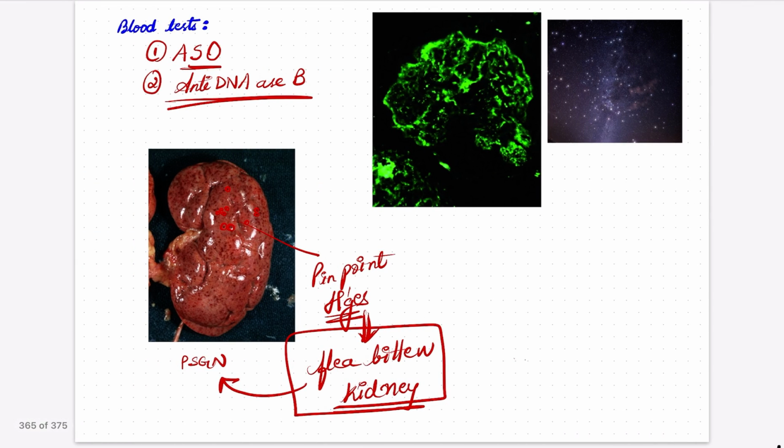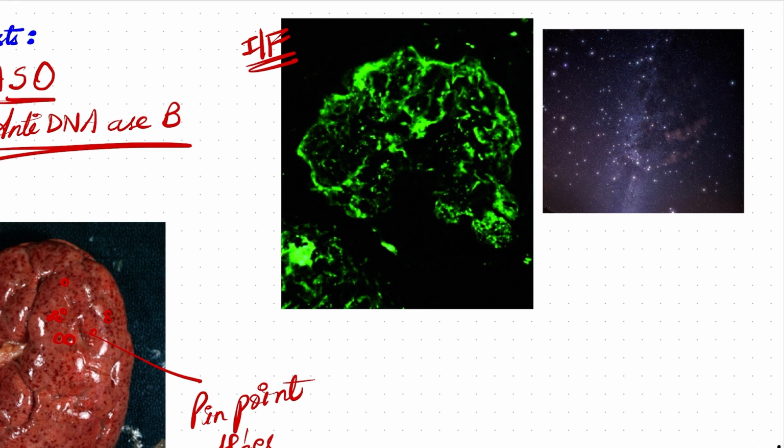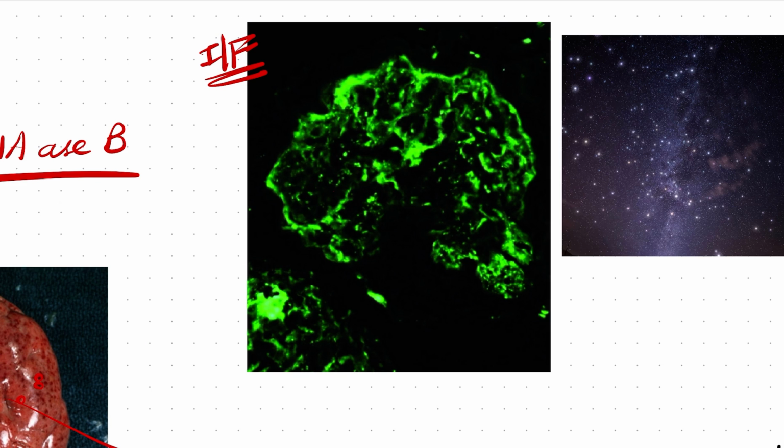Coming to the immunofluorescence picture, it always appears green and black. The green is fluorescent green because it is immunofluorescence. It gives a shiny green color, which indicates the presence of immune complexes. Wherever the darker areas are, there are no immune complexes.